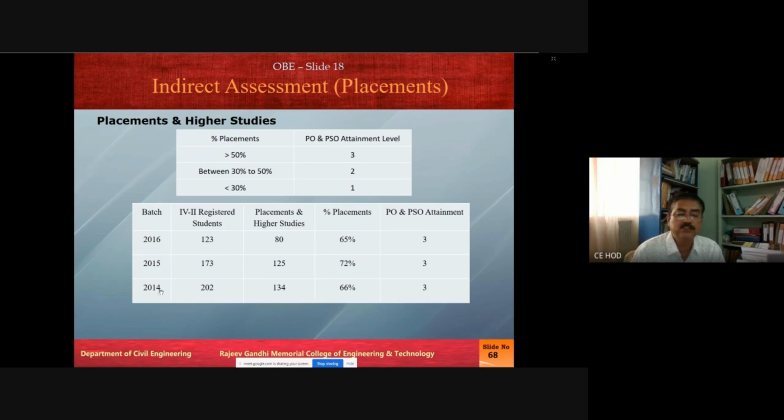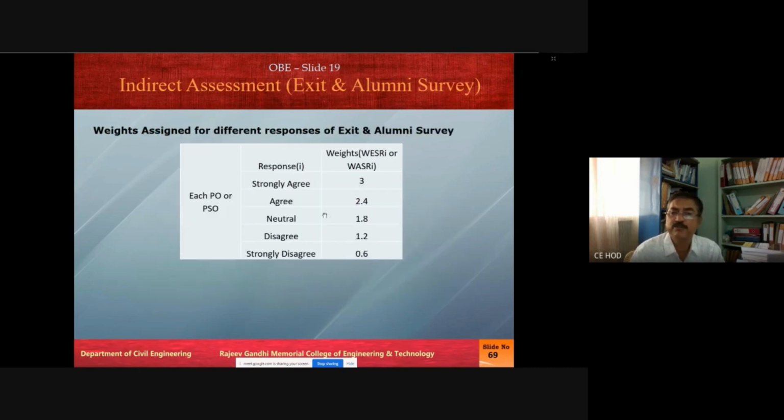Here, for the last 3 batches, we have seen how many students registered and how many students got placement, and based on that the percentage of placements. For the 2016 batch, it is crossing 50%, so the PO and PSO attainment is 3 based on placements. Coming to exit and alumni survey, I have shown the terminology we follow here, sir.